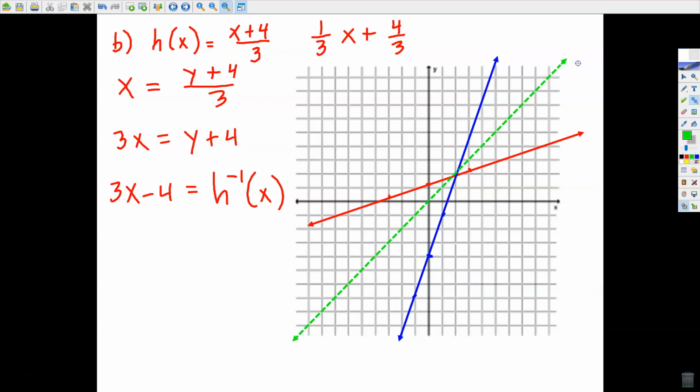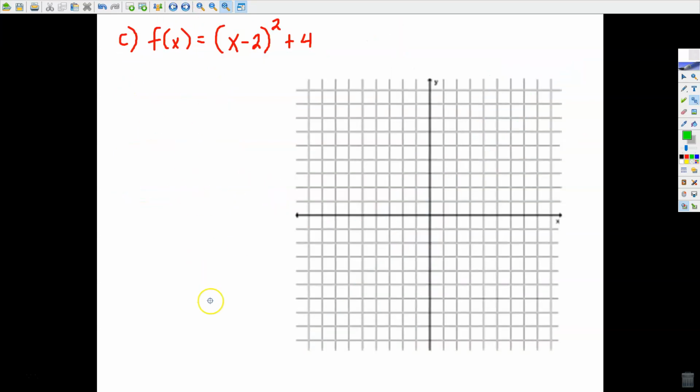That should always be true about an original function and its inverse. They should always reflect over y equals x. All right, any questions so far? Pretty easy so far? Okay, let's do a quadratic.